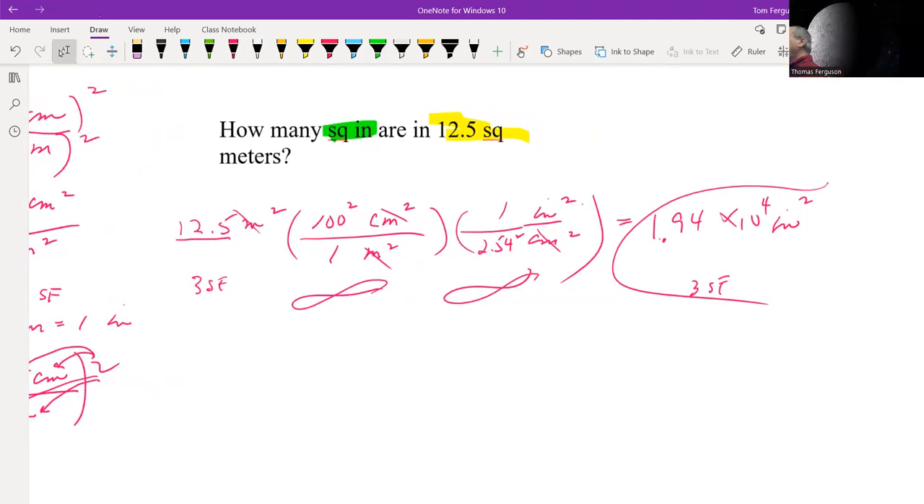Make sure you have 1.94 times 10 to the 4th. Did you get it?